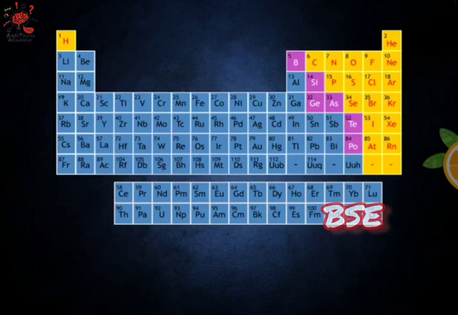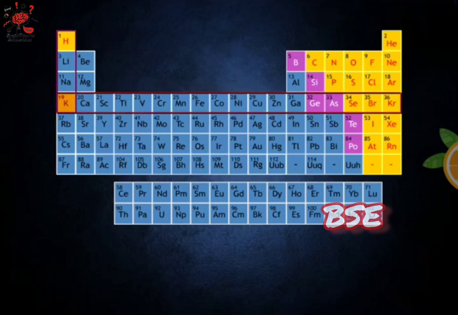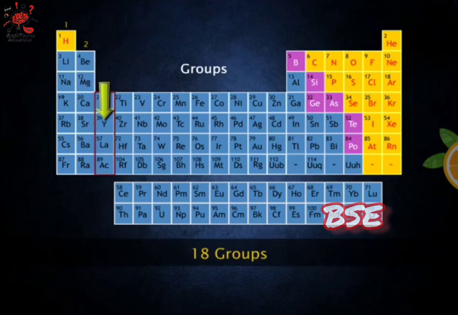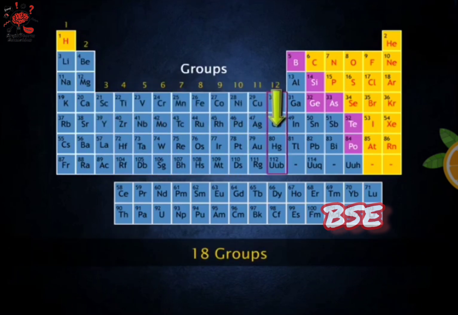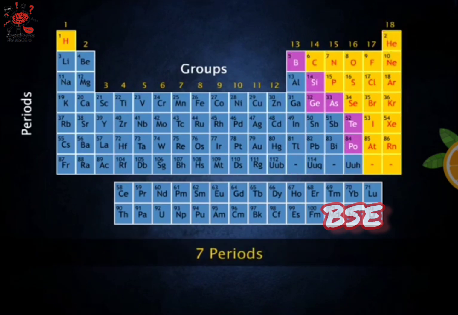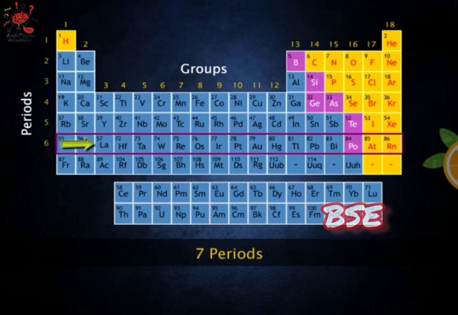The position of each element in the periodic table can be defined by 2 methods: by giving its atomic number, or by indicating both the group and the period in which the element belongs. The modern periodic table has 18 vertical columns known as groups, and 7 horizontal rows known as periods.